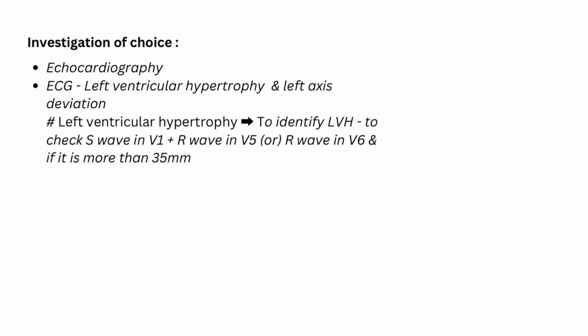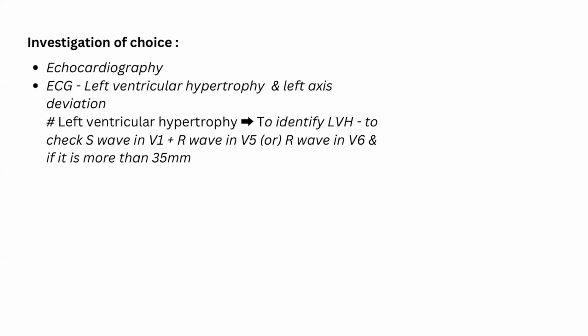Last slide of this lecture. What is the investigation of choice for aortic regurgitation? It is echocardiography. On ECG, you will see left ventricular hypertrophy, obviously. How will you see left ventricular hypertrophy on ECG? I told you in the previous lecture; I'm repeating it in short. To identify left ventricular hypertrophy, we have to check the height of the S wave in V1, and the height of the R wave in V5 or V6. You have to add them, and if the sum is more than 35 mm, it is left ventricular hypertrophy. So easy. How much is one small square in mm and how much is one large square? I've told you in the last lecture, so you can refer to that.